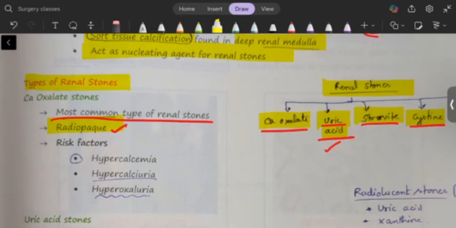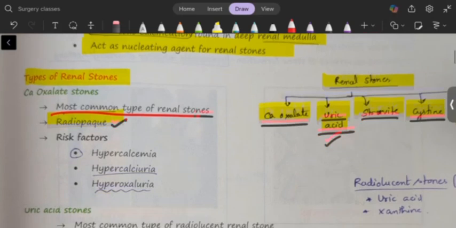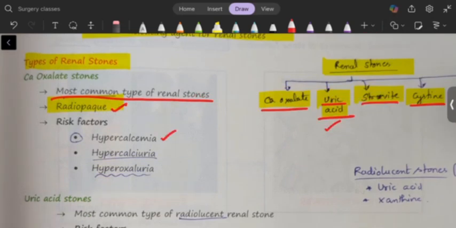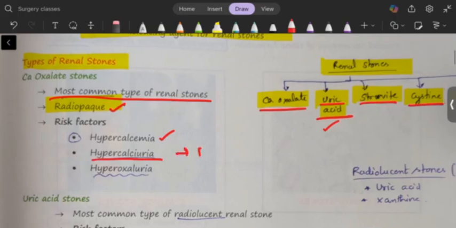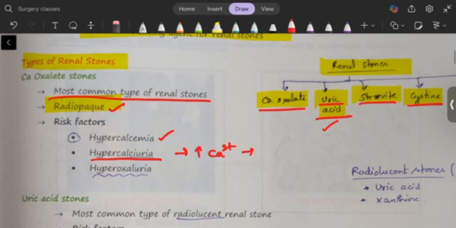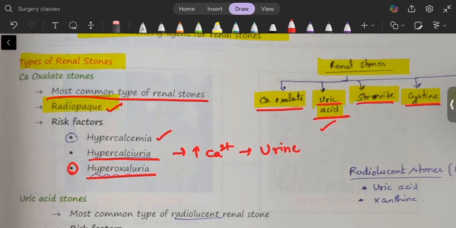What are the risk factors which lead to the development of calcium oxalate stones? If the patient is suffering from hypercalcemia, or if the patient has hypercalciuria, that is increased calcium excretion in urine, or hyperoxaluria, that is increased oxalate in urine. Either calcium or oxalate should be in excess in urine. Because of this, calcium oxalate stones are formed.